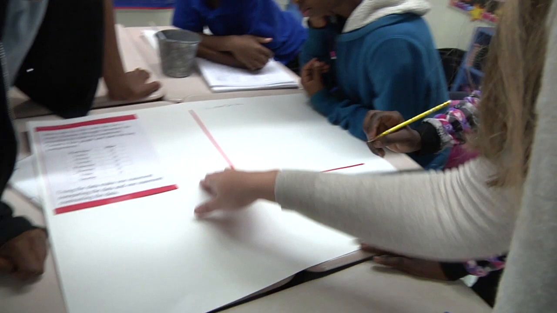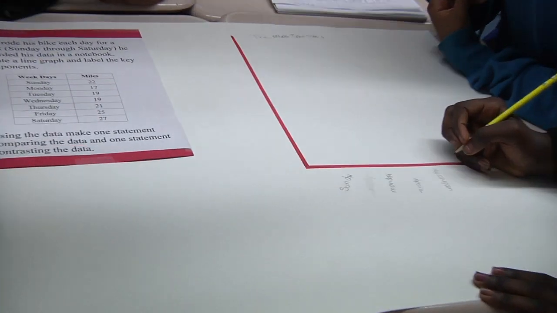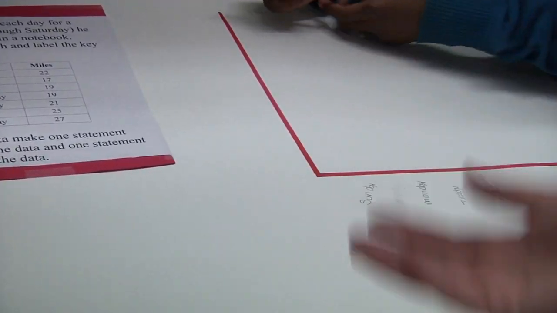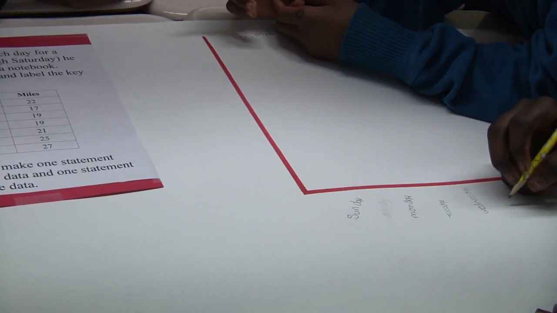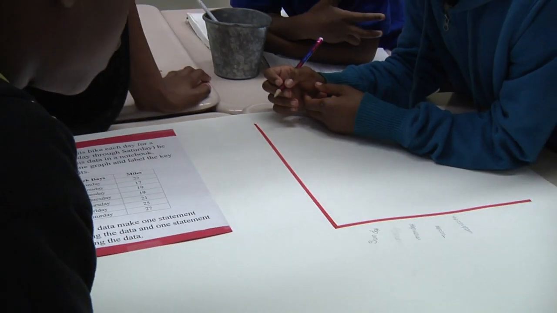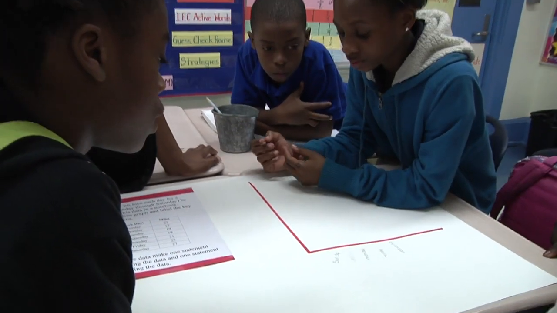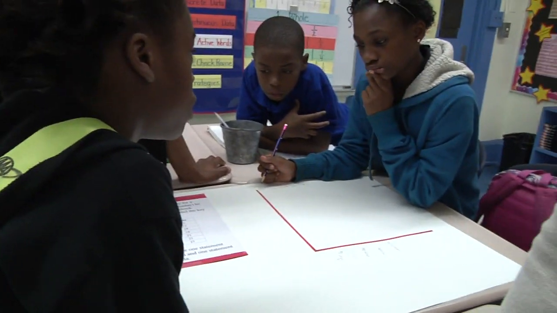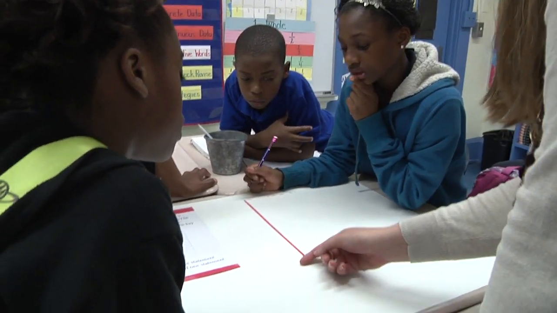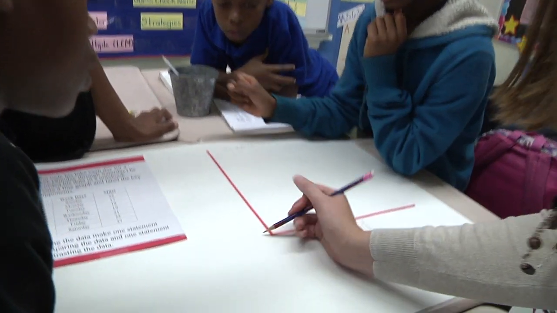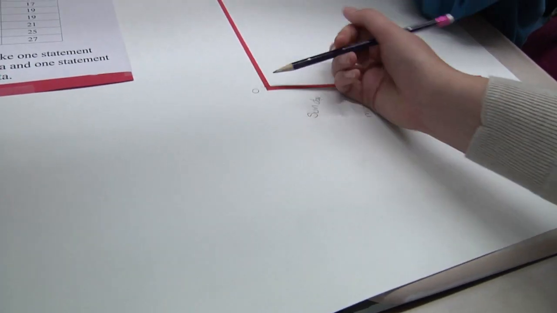And what can we label over here? Like the miles. Okay, so miles. Now, what are you going to start with as your value? Zero. Okay, so you're going to go zero, and then you're going to go up how high? You're going to start with zero here. Can I borrow your pencil? Thank you. So you're going to start with zero here. And then how high are you going to go?